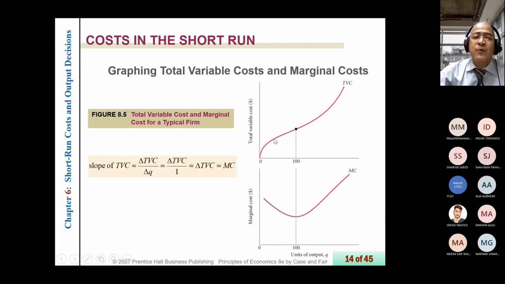Since total variable cost increases at a decreasing rate, that means marginal cost will decrease, because the slope of variable cost is the marginal cost. And after the inflection point, total variable cost increases at an increasing rate, increases faster, because of the law of diminishing marginal returns, causing marginal cost to increase. So the minimum point of marginal cost corresponds to the inflection point on total variable cost.